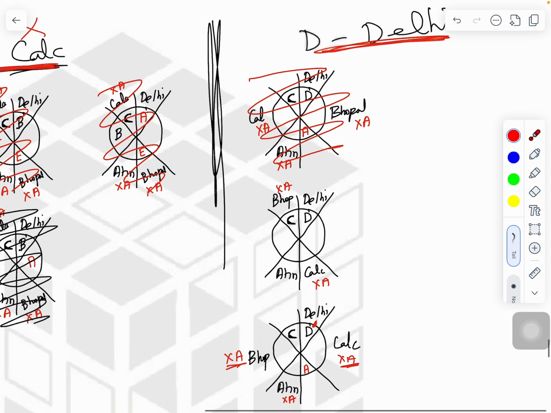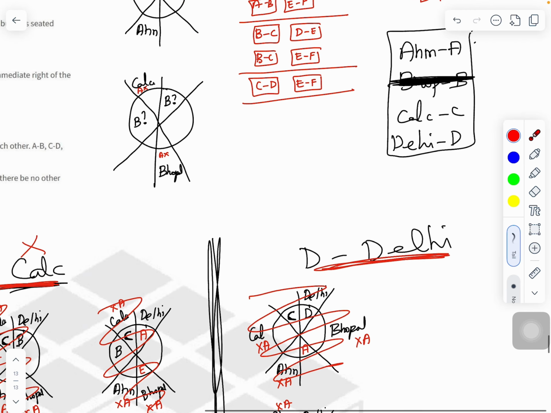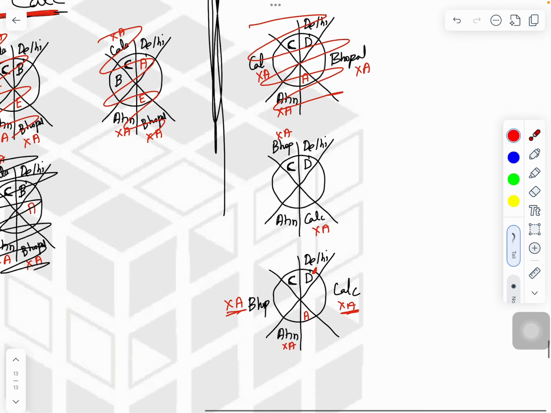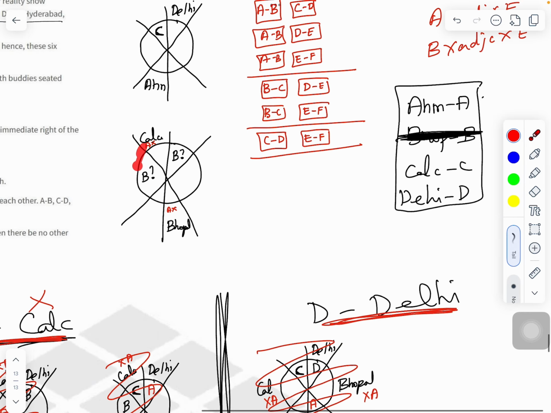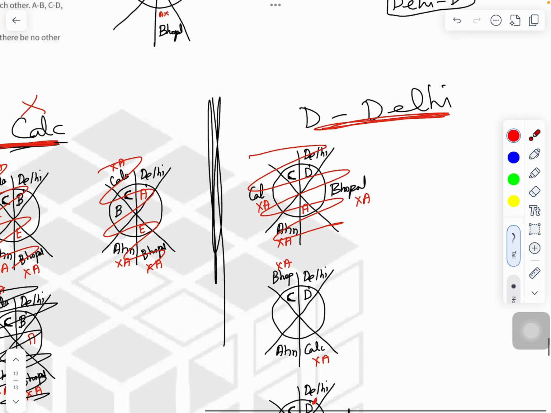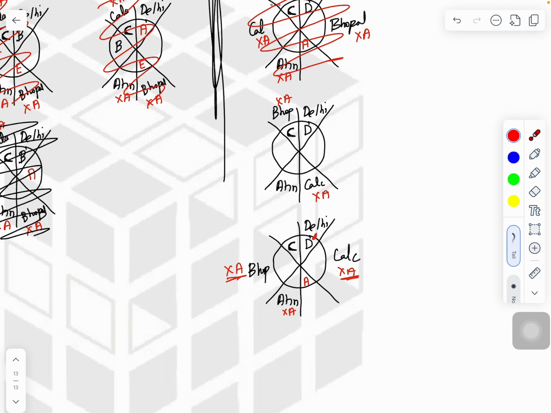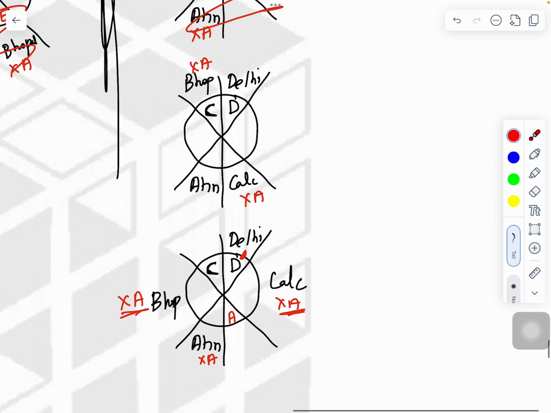By the way, we have another logic using which we can also eliminate. B has to be adjacent to Calcutta. That's a point that's given here, right? Is B adjacent to Calcutta? No, here we have not placed only. So we'll come back to place that.